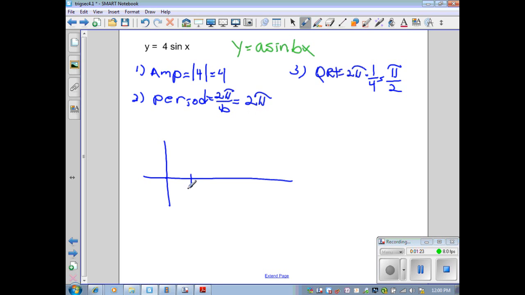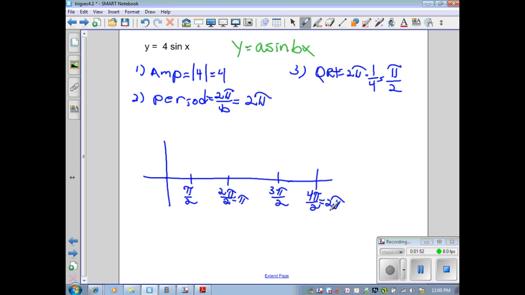So that is going to be pi over 2, or 1 pi over 2. Next is going to be 2 pi over 2, which is just going to be pi. Next is going to be 3 pi over 2. And my last value is going to be 4 pi over 2, or 2 pi. That is from the beginning to the end, one period.